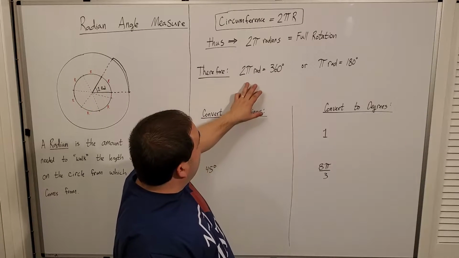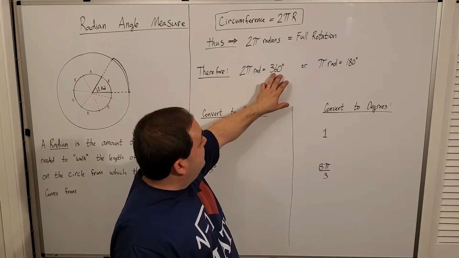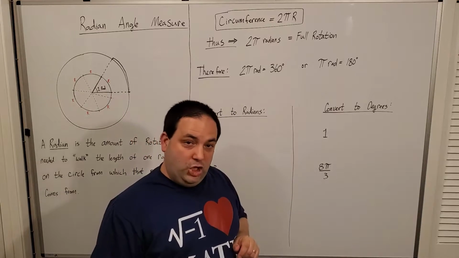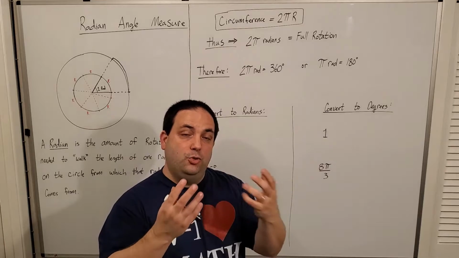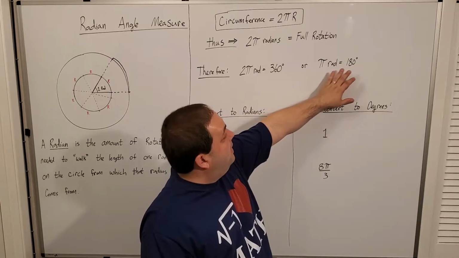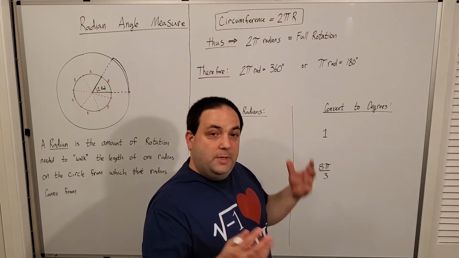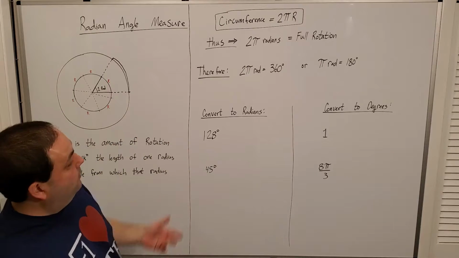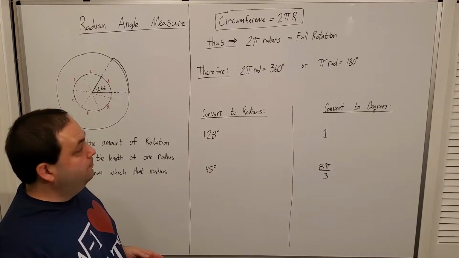Okay, so 2 pi radians is a full rotation. Well, that means that 2 pi radians is the same as 360 degrees. And now we can convert because we have the 2 things that are equal. Typically, we think of it as pi radians and 180 degrees just because the numbers are smaller for half circles, right? But it doesn't really matter. It's still the same conversion.